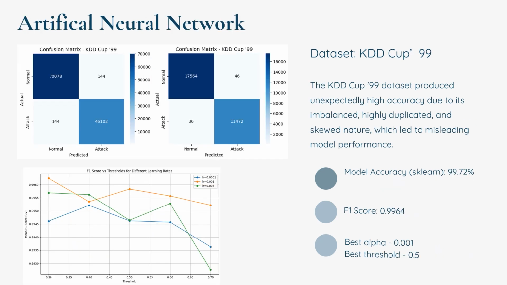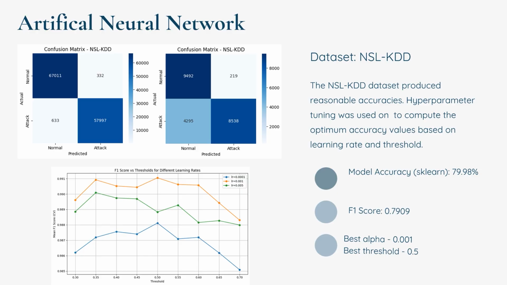I worked on an artificial neural network for an intrusion detection system, focusing on its architecture and performance tuning. On the KDD Cup 99 dataset, the model achieved 99.72% accuracy with an F1 score of 0.9964, though this was due to the dataset's redundancy and imbalance. On the more realistic NSL KDD dataset, it achieved 79.98% accuracy and a 0.7909 F1 score.